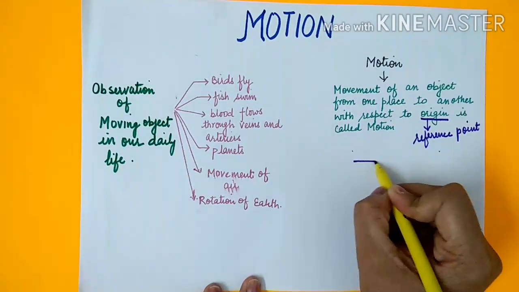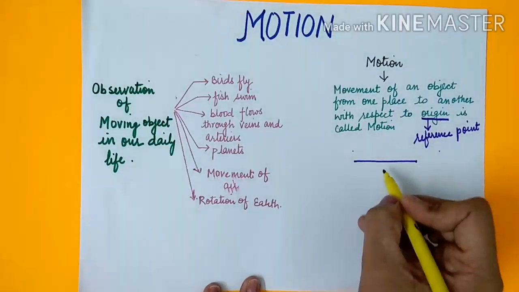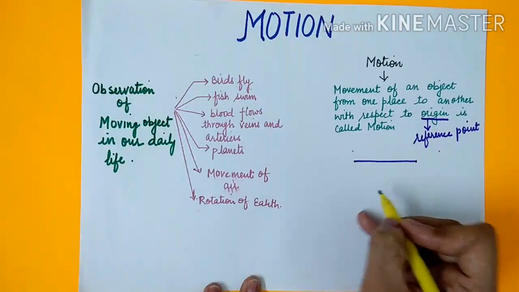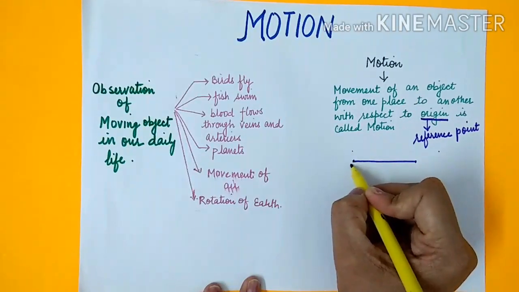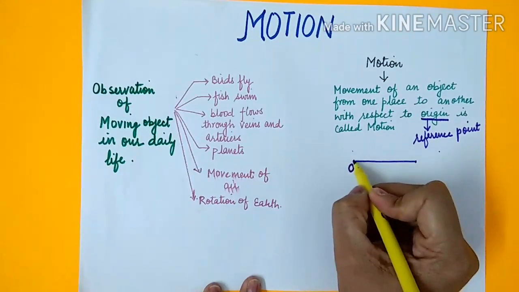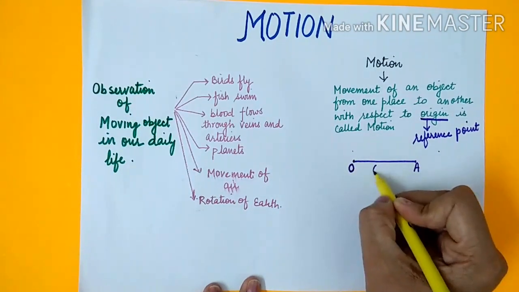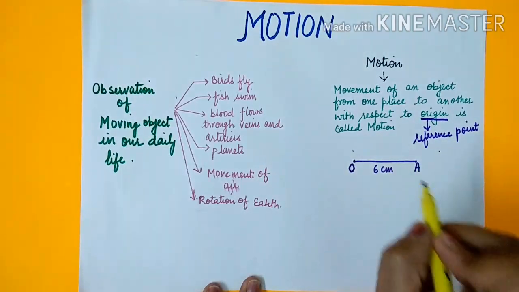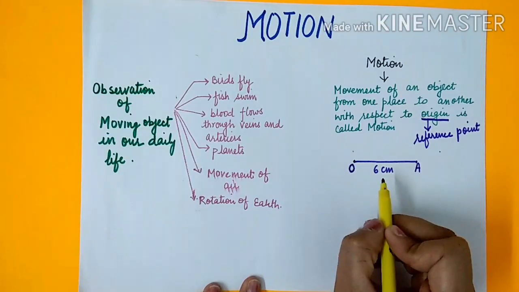Like if we say that this line is 6 centimeter, how can we say that? 6 centimeter from where? So you have to mark this point as an origin or as a reference point. From this point, line OA is 6 centimeter. So for this line, this O is the origin or reference point.